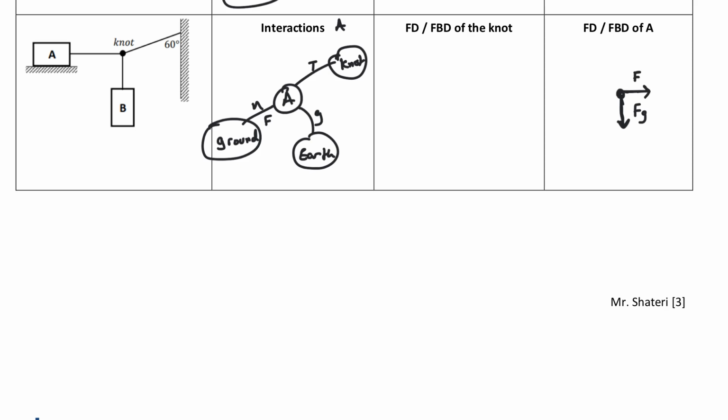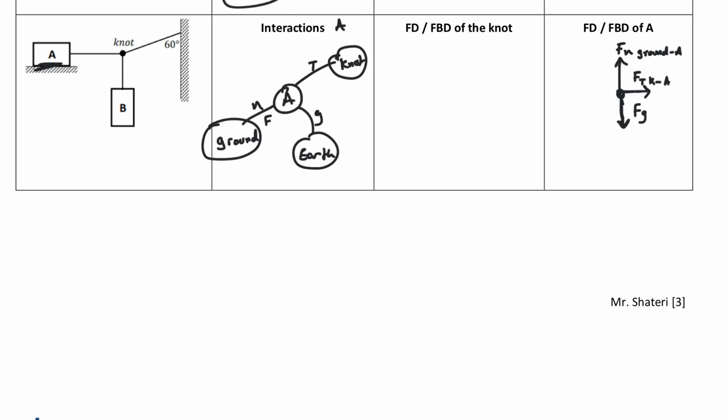That's Ft, and it comes from K to A. What else do we have? We got the surface here, pulling it upwards, perpendicular. That's F normal from ground to A.